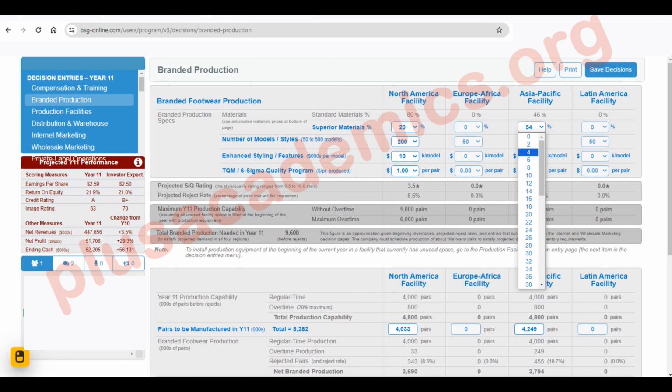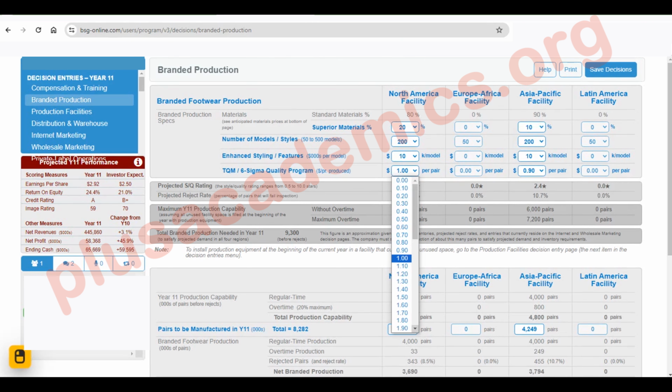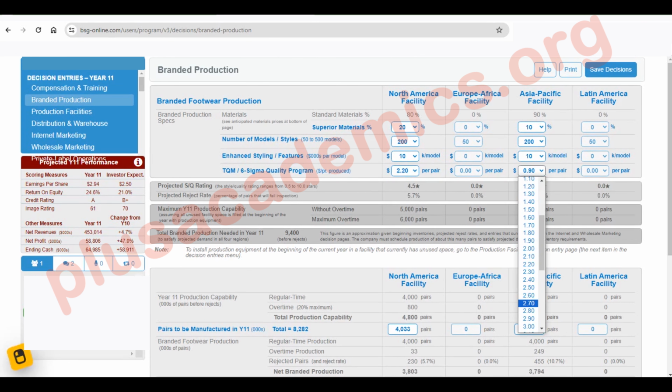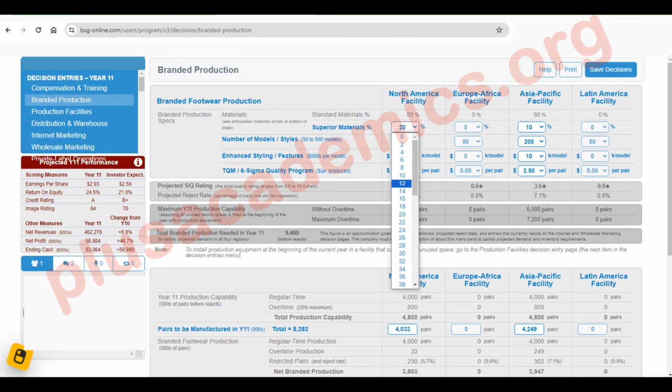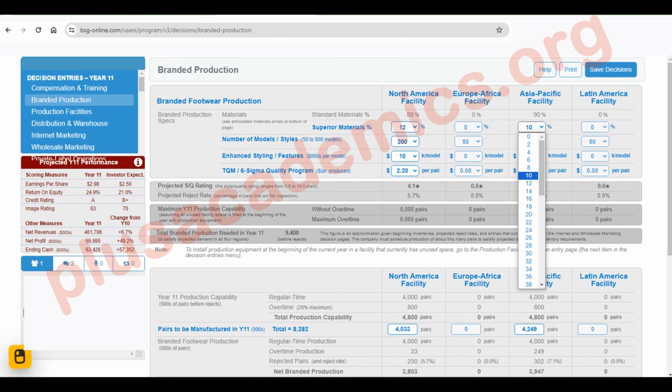And then the next item we're going to change is the TQM/Six Sigma quality program. In North America, we are making changes to 2.2, Asia Pacific to 2.5. And still we have not met what we require when it comes to low-cost strategy SQ rating. So we are going to further reduce the superior material in North America to 12, and in Asia Pacific, we are going to reduce to 8.